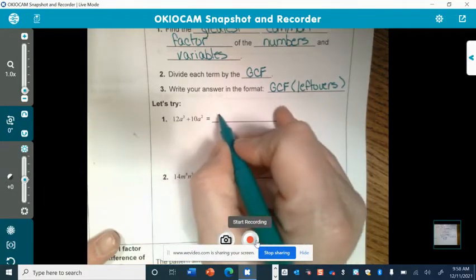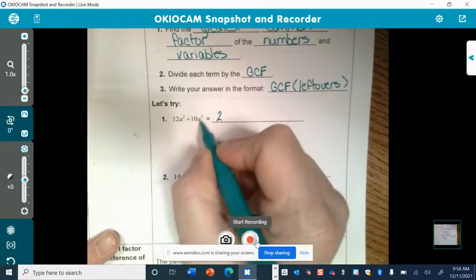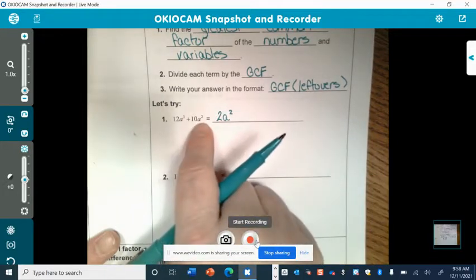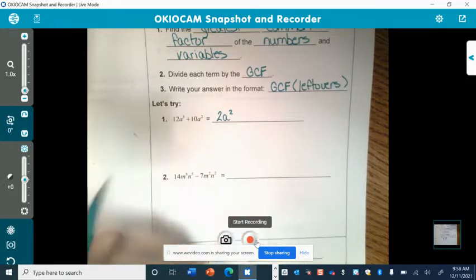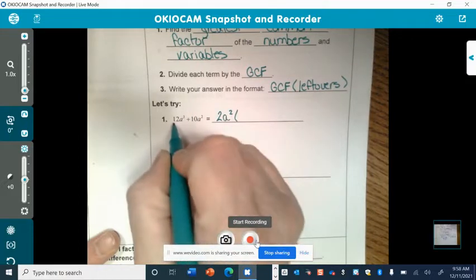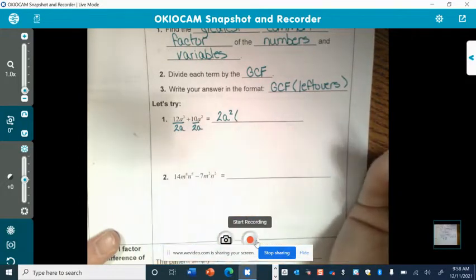Between 12 and 10, my greatest common factor is a 2. And between a cubed and a squared, it is a to the second power. Now, when you're dealing with a variable, you always take the variable to the lowest exponent as your GCF. All right, parentheses. I need to divide each of these by this greatest common factor.